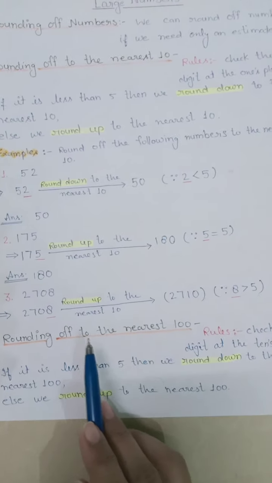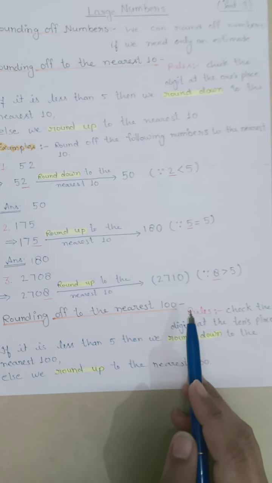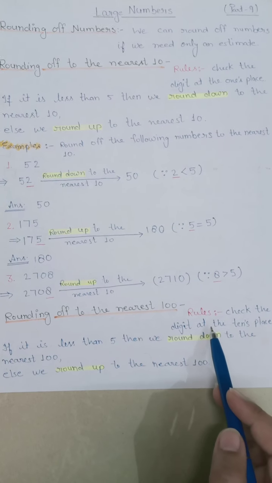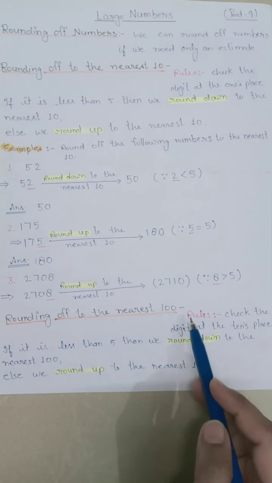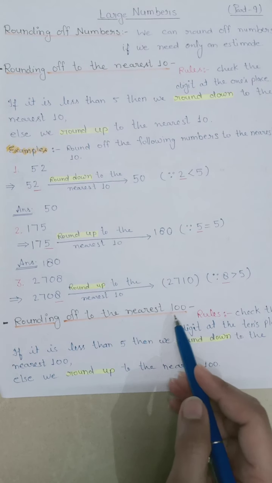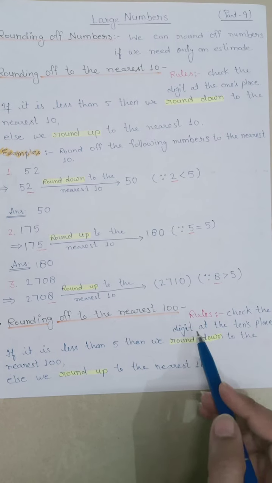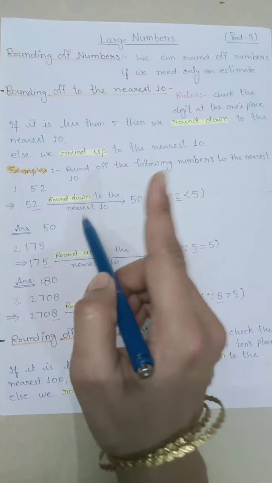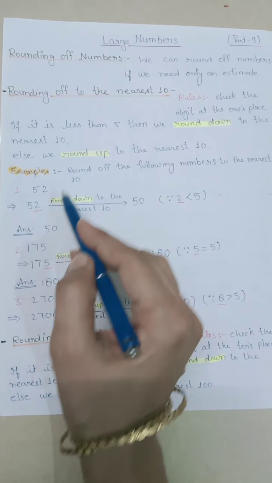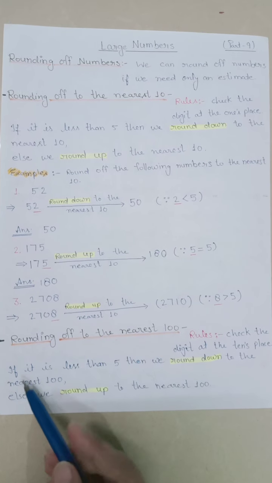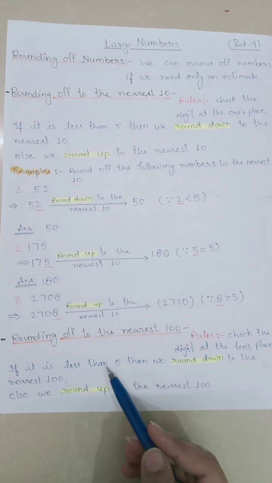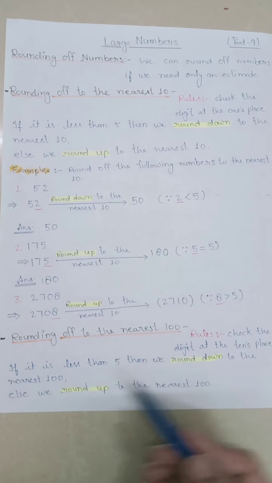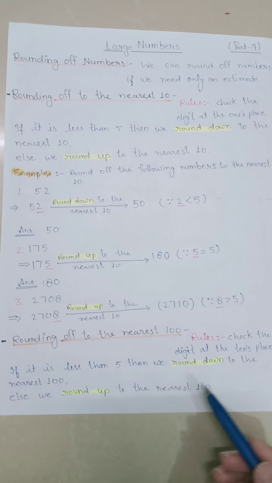Now come to the second page. The second case is rounding off to the nearest 100. What will be the rule for this? The rule is: check the digit at the tens place. Students, listen carefully: if we have to round off to the nearest 100, then we have to check the digit at the tens place. And whenever we have to round off to the nearest 10, we check the digit at the ones place. The other rule is the same as the last rule: if it is less than 5, then we round down to the nearest 100, else we round up to the nearest 100.